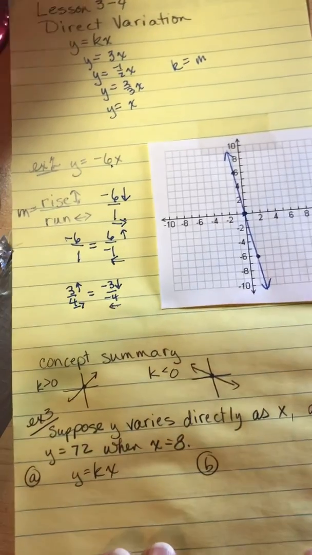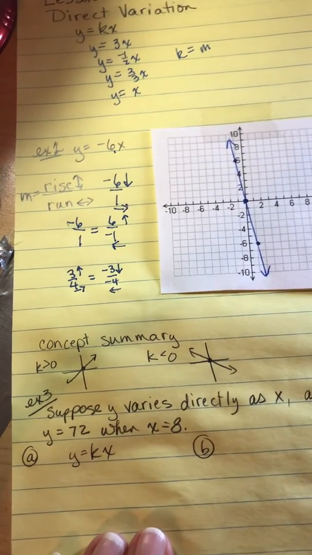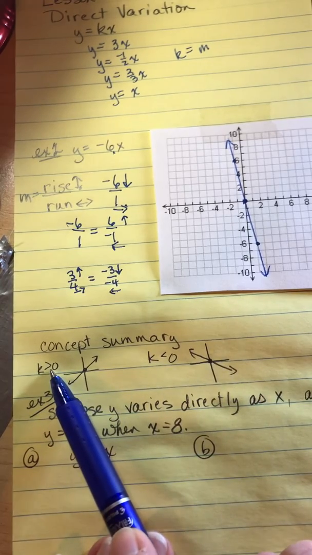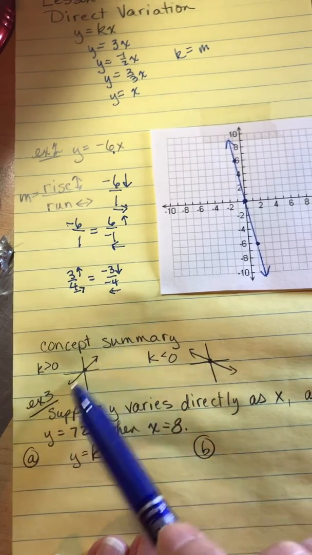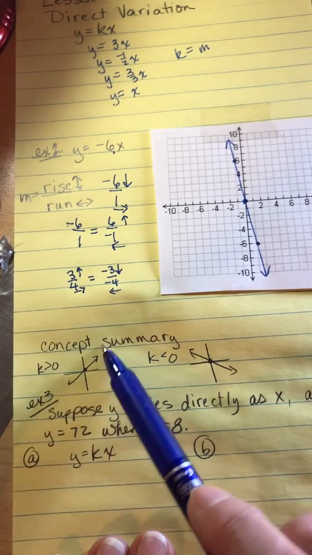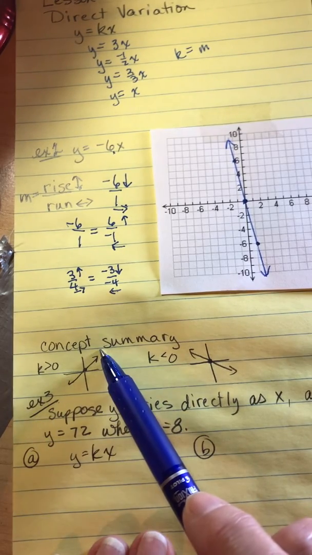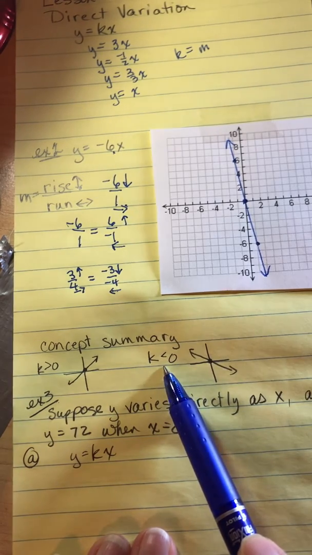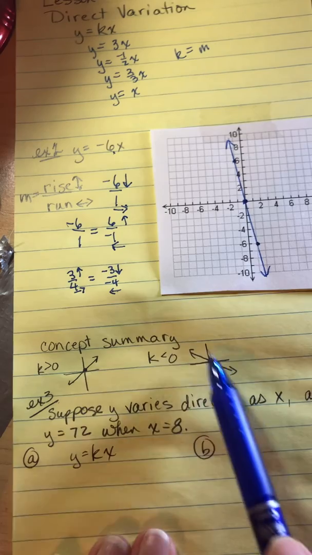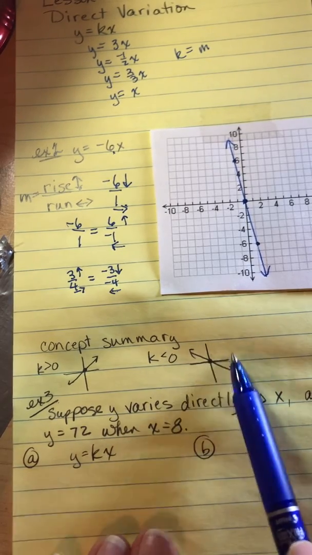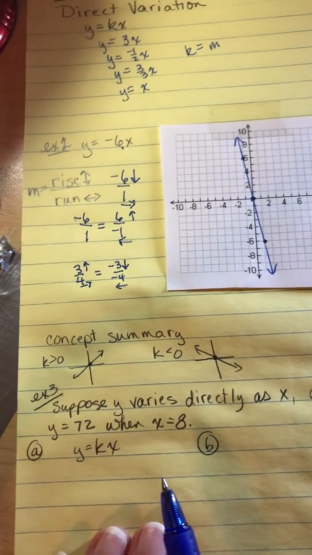Now, the concept summary, and the only reason I talk about it is because that's a visual check. When k is positive, you're going to have an increasing slope every single time. A positive number will always give you an increasing slope. When k is less than 0 or negative, you will always have a decreasing slope. So that's a good visual check.